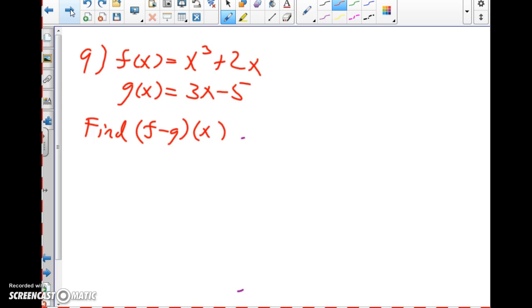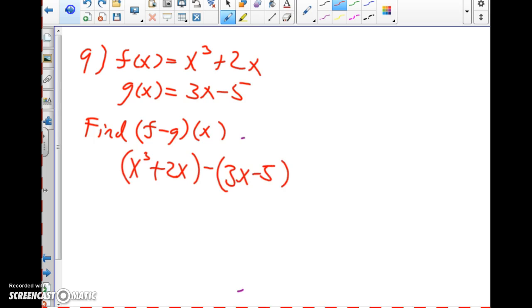Okay, now here's number 9. Now these are the subtraction ones, right? So here's f of x and g of x. Okay, we then want to know what's f minus g of x. Now remember what I showed you in class. The smart thing to do is write f of x first, right? Because that's the first one. And then minus the g of x second.